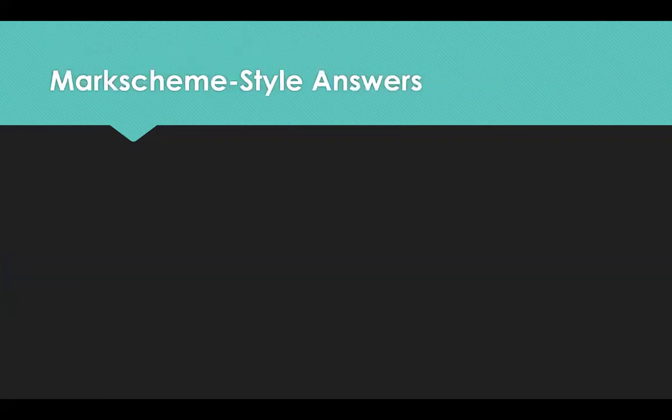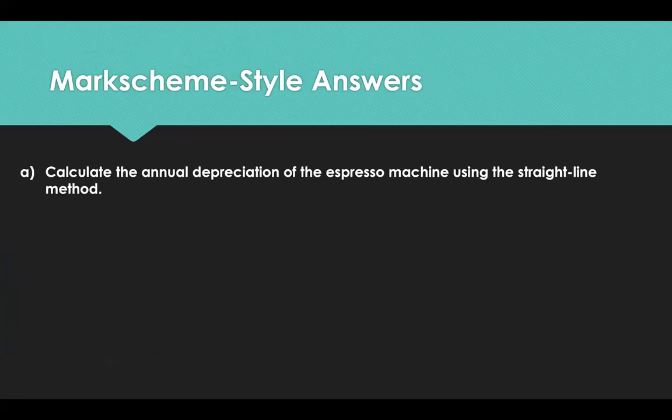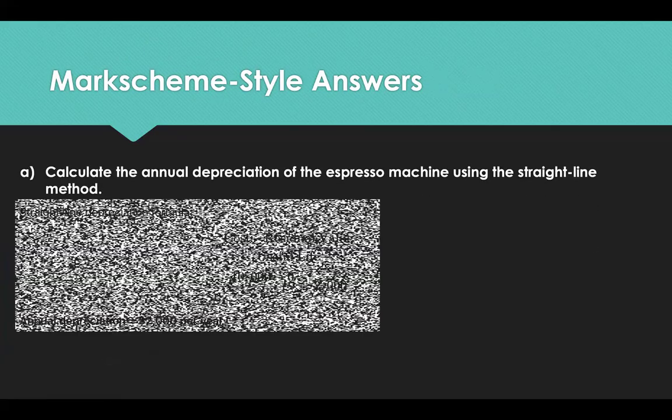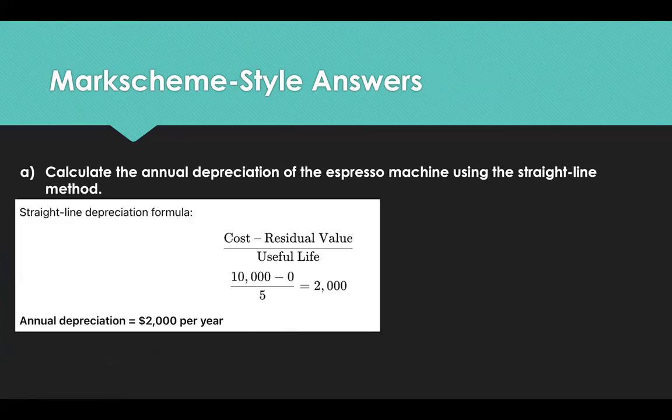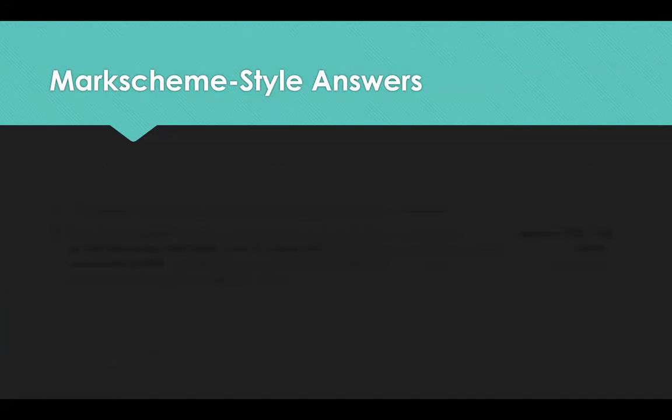Now let's try to answer the calculation. To calculate annual straight line depreciation, we divide the cost by useful life. $10,000 divided by 5 years gives an annual depreciation of $2,000. This calculation is worth 2 marks, so accuracy and clear working are essential.